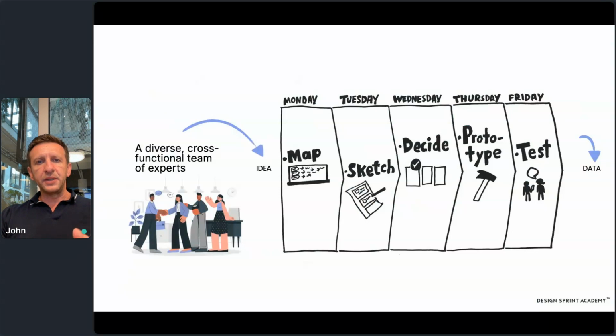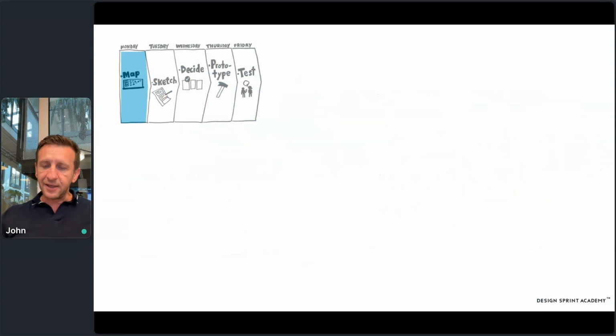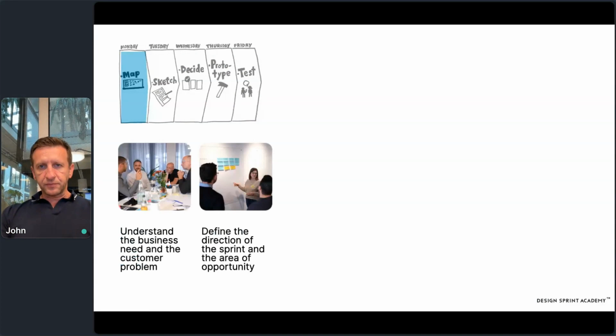And the sprint starts on a Monday. Let's say it's the first day of the week with understanding the problem. So what the team does, they're trying to understand this big challenge they're tackling from 2 perspectives. One is the business perspective, and then the other one is the customer or user perspective. And by the end of this understanding phase, they're going to define a direction for the sprint and focus on the most critical part of the problem that they want to tackle.